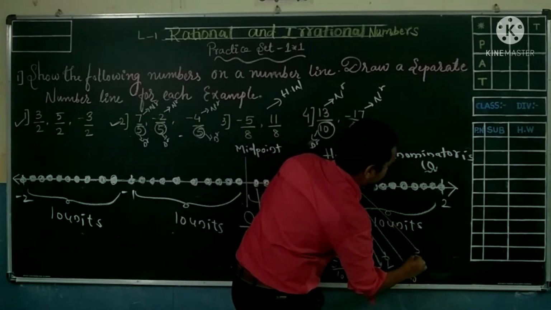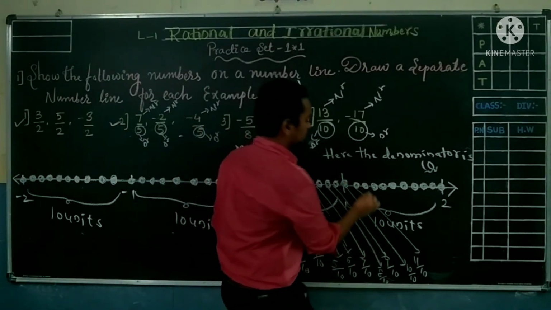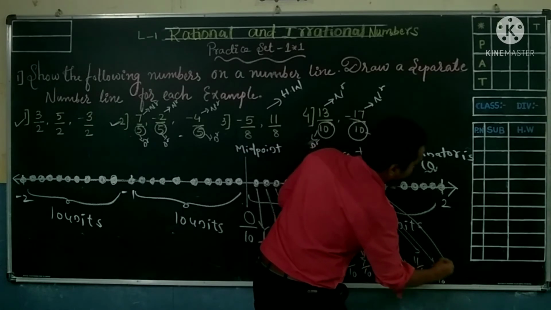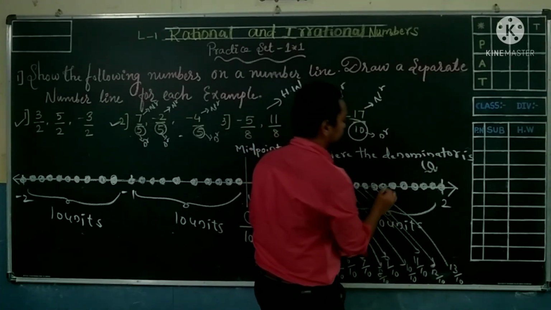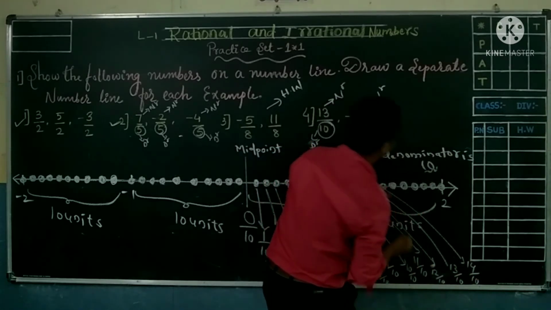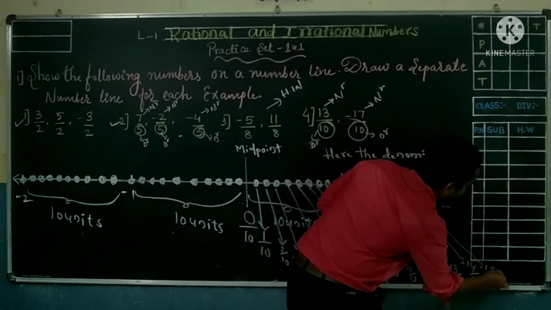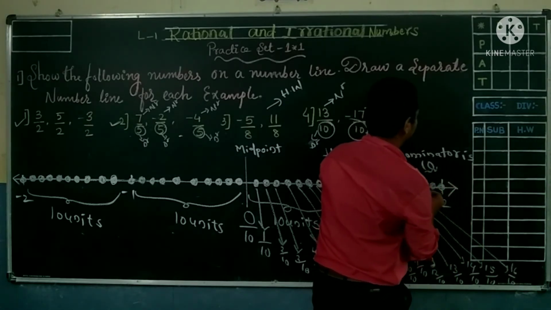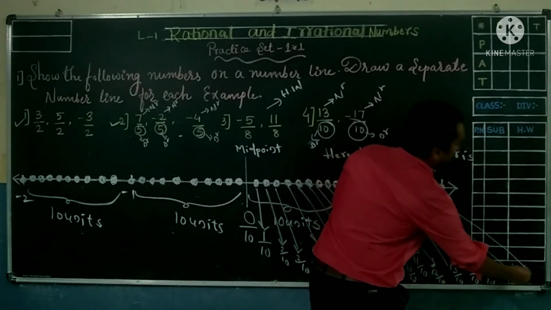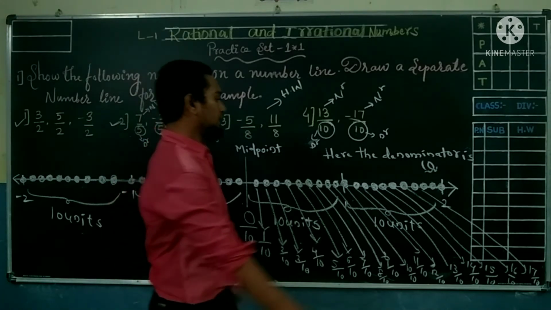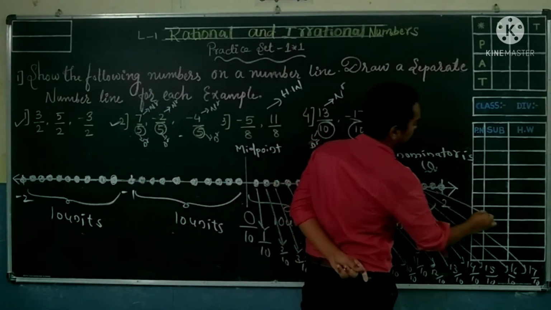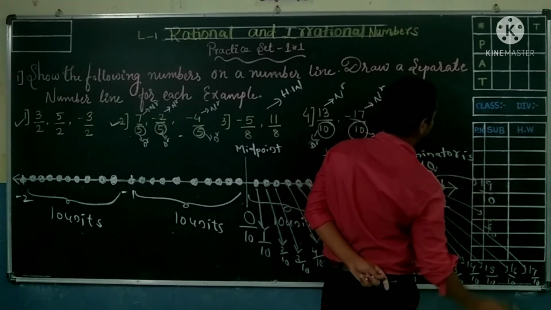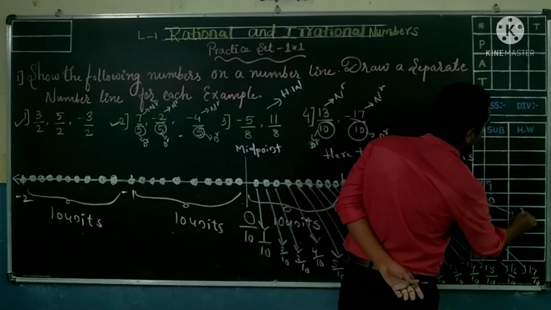Here 11 upon 10. Next, 12 upon 10. This one is 13 units, 13 upon 10. Next, this one is 14 upon 10. And this one is 15 upon 10. And this one is 16 upon 10. This one is 17 upon 10. This one is 18 upon 10. And this one is 19 upon 10. Next, the last one is 20 upon 10.